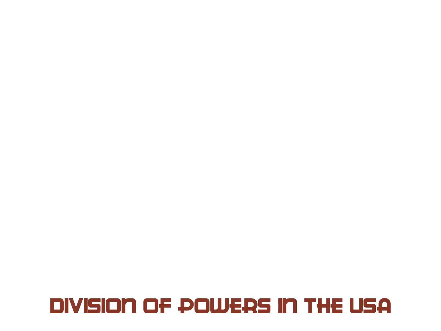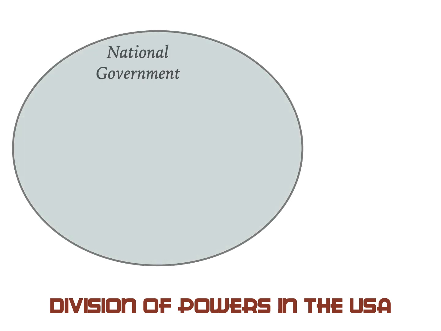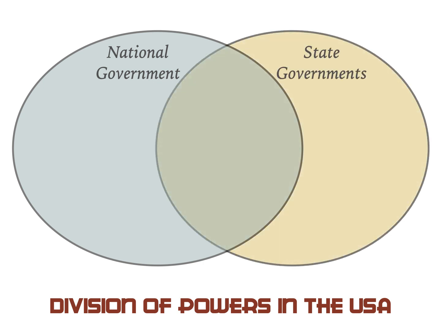All right, so how do these powers look? What's the division of powers in the U.S.? Well, we've got our national government, right? And then we have our state governments. And so some powers are naturally going to belong to the national government. Others are going to belong to the state governments. And then out of necessity, you're going to have some overlap.